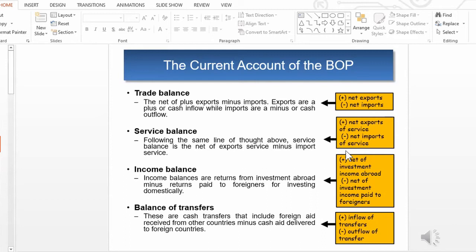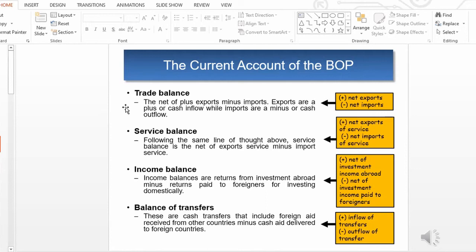Now let me just tell you that in some texts, or in some video tutorials or lessons about the balance of payments that you have viewed, you will notice that there are some slight differences in the components. For example, the service balance sometimes is not included because in the text or in their definition, service balance is already part of the trade balance. So there are some differences like that, but only a few. Okay?